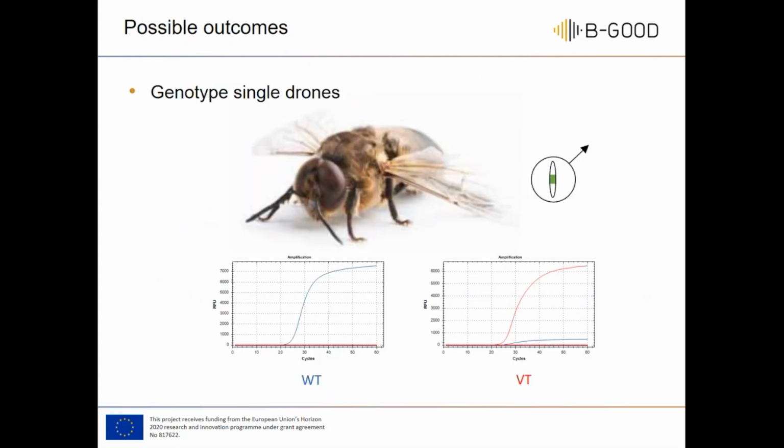When we are genotyping honeybees, different outcomes are possible. If we are genotyping single drones, we can have two possible outcomes. Drones are haploid, which means that they only possess one allele. So we can have a blue signal, which means that our drone possesses a wild type allele, or we can have a red signal, which means that our drone possesses the variant allele.